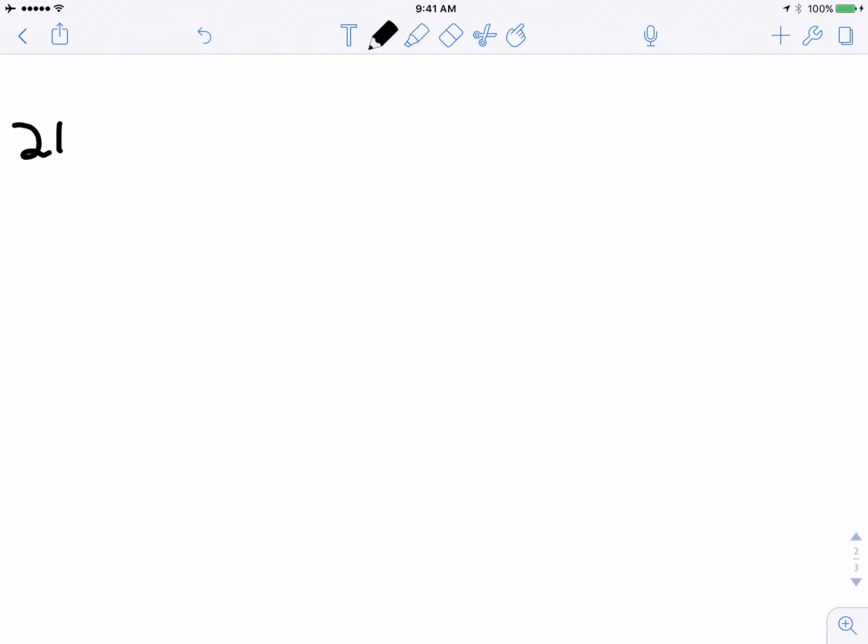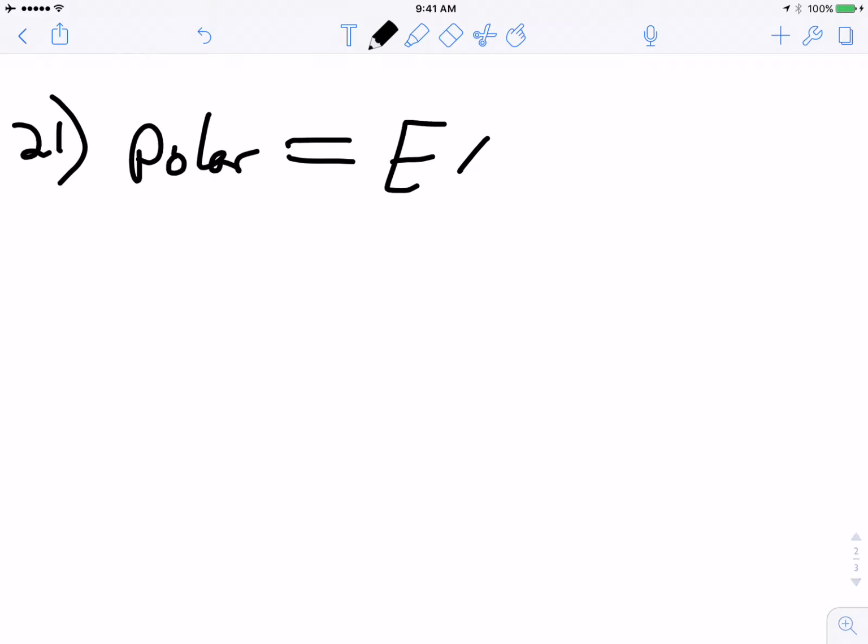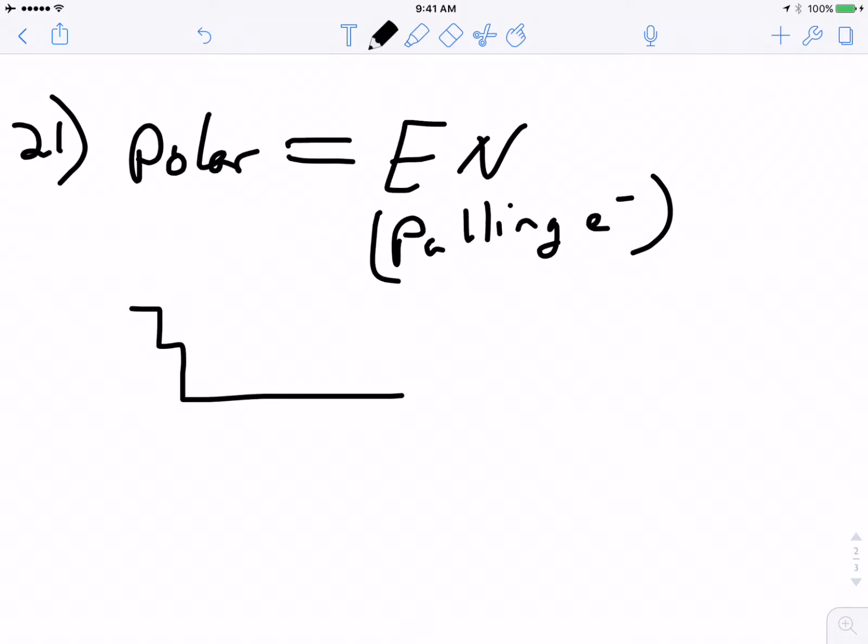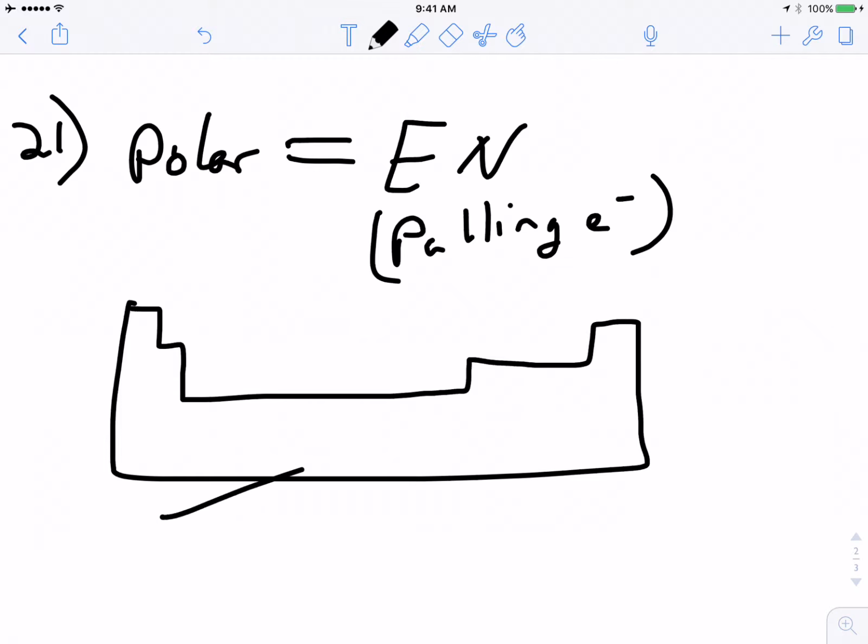21. The polarity and electronegativity. So remember, polar is going to be the same. We're going to refer to our electronegativity. And electronegativity is pulling electrons in. That is electronegativity. It pulls in electrons. So when we look at our periodic table, something that looks like this, we know that electronegativity increases this way. So things like fluorine are the most electronegative, while things down here like cesium aren't.